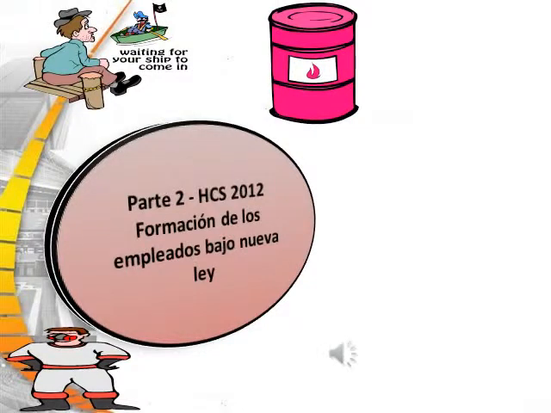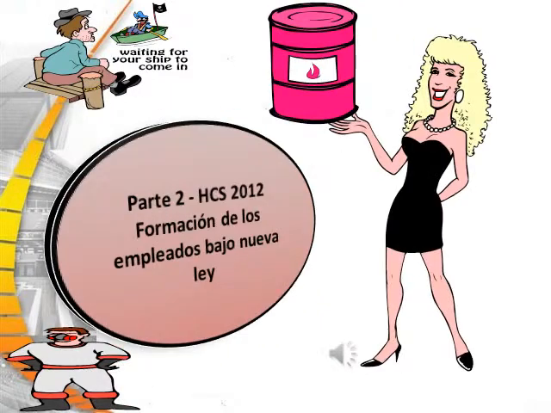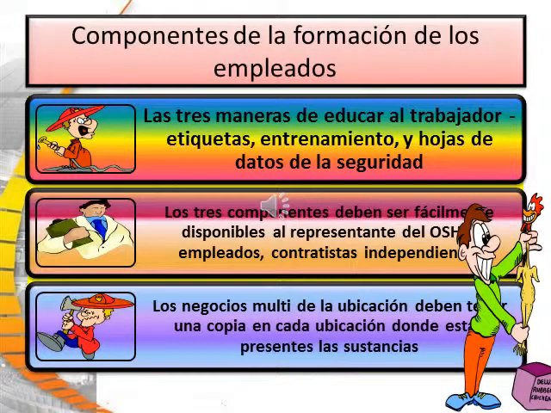Part 2. HCS 2012 Employee Training under the new law. Components of employee training. The 3 ways of educating the worker: labels, training, and safety data sheets. All 3 components must be readily available to the OSHA representative, employees, or independent contractors. Multiple location businesses must have a copy at each location where the substances are present.